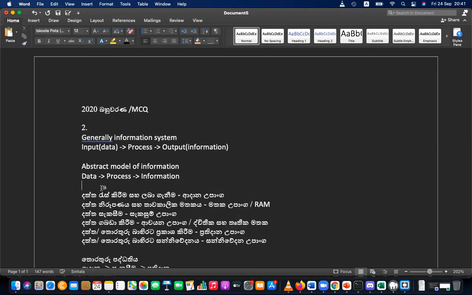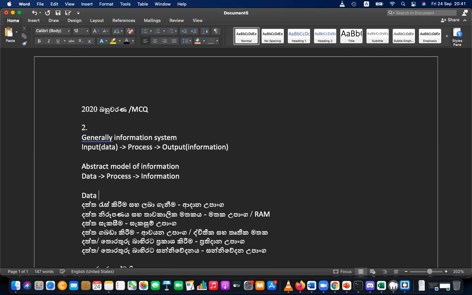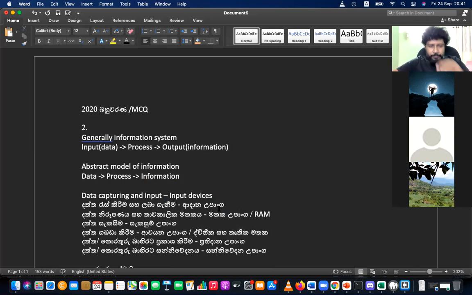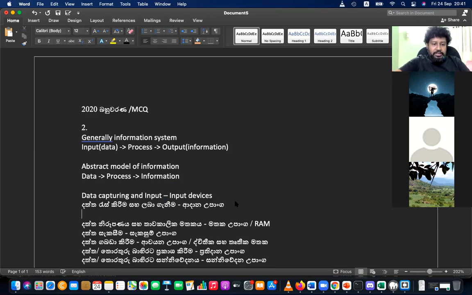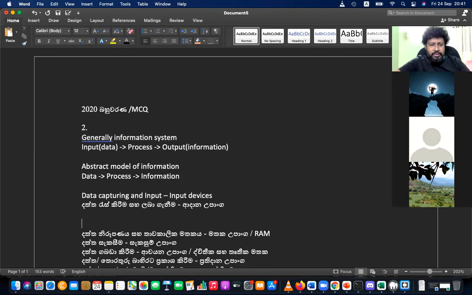Think about the hardware. Related to data capturing and input, you have input devices. So the first task is data capturing and input. And then the second task is data representation. Remember the binary that you have learned.